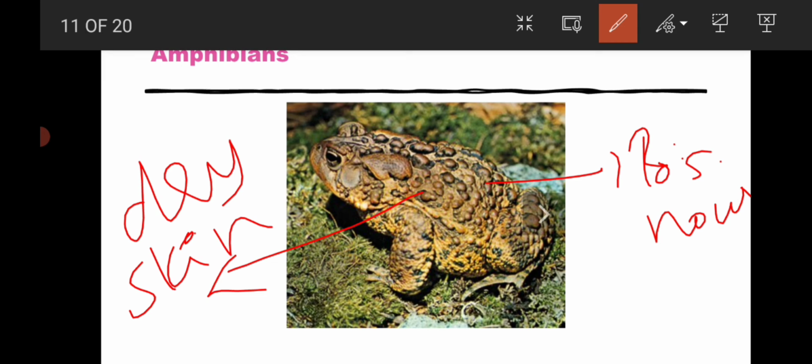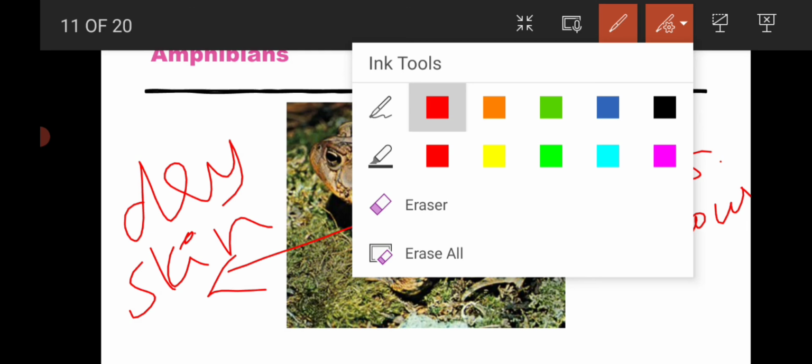These also have the same lungs to breathe with. They have holes in their skin to breathe in water and lungs to breathe on land. So this is also an amphibian.